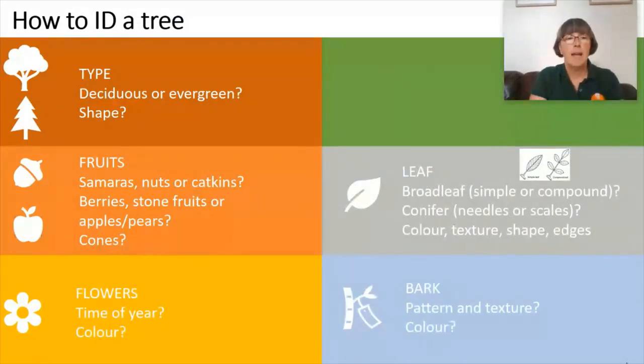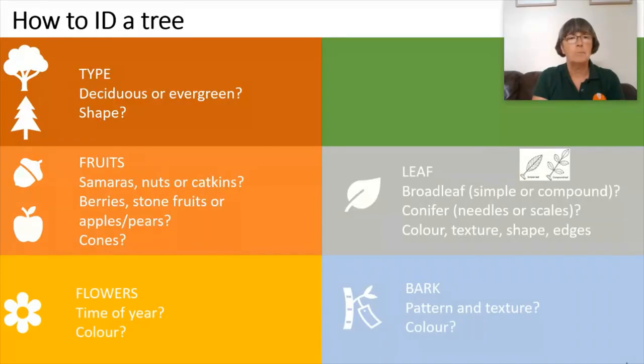The first thing is how to identify a tree. The first thing to do is to look and see, is it a deciduous tree, that is a tree that drops its leaves in the autumn, or an evergreen tree? And you can usually tell by the shape. Is it a lollipop tree, or perhaps one that looks like one of the ones we might bring into our houses at Christmas? Does it have fruit on it? And by fruit, it might mean nuts or catkins.